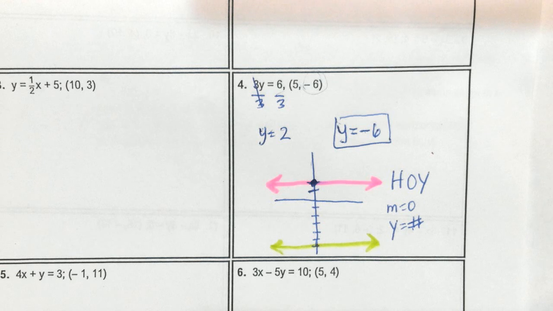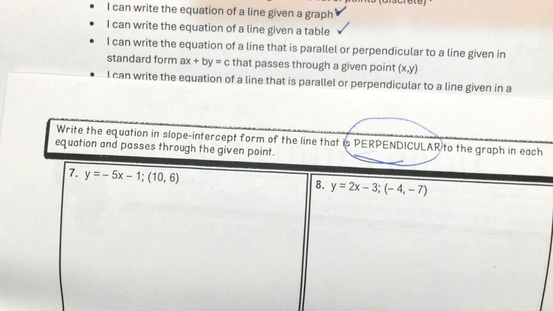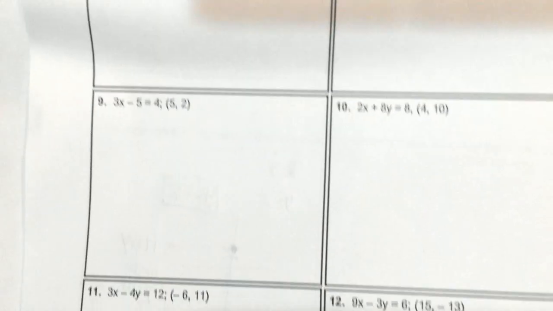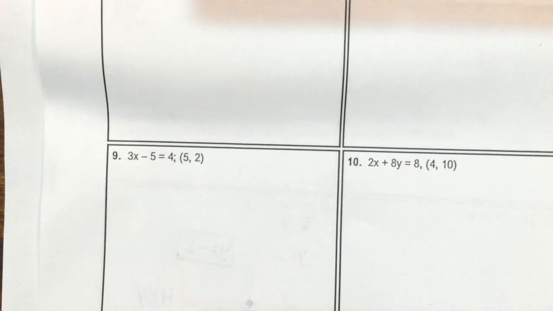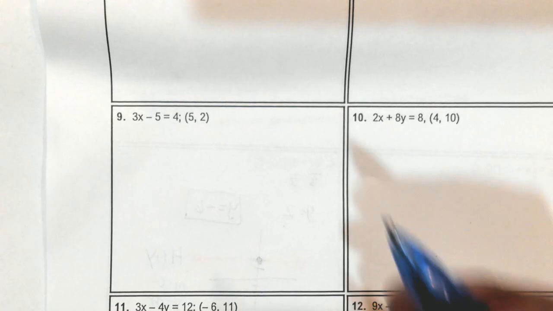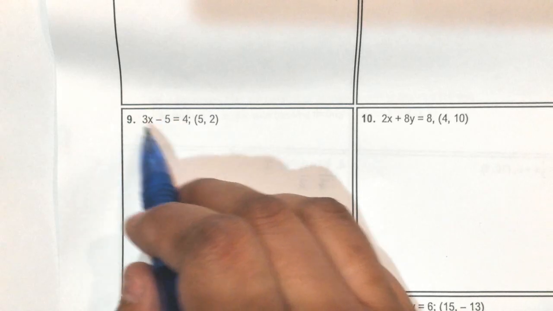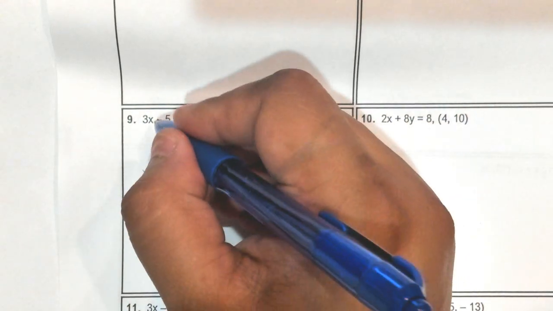Okay, so now let's look at the opposite side of this assignment, which is perpendicular. And perpendicular, instead of the same slope, this is the opposite slope, complete opposite. So let's look at number 9. Number 9 was your special case. I do not see a y, so that should trigger that this is a vertical line. Okay, this is an x equals equation.